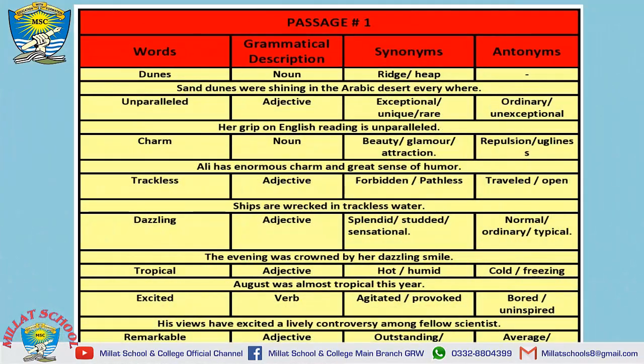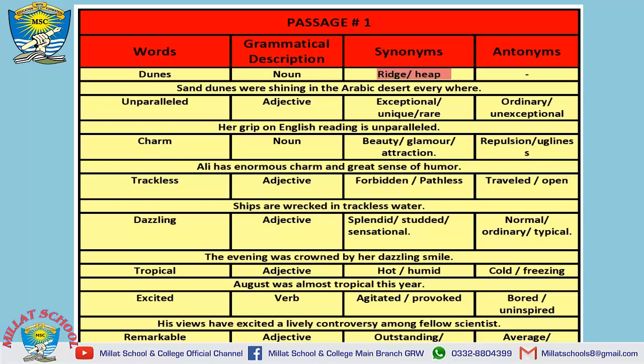Now I am coming towards the second point of this passage, that we have to pick out all the grammatical descriptions from this. In this chapter, we will deal with the 6 to 7 main important words that can come in your paper. The first word is dunes. Yes, this is on the screen. The first word is dunes, and here you can see the grammatical description of this word. This word is a noun, and synonyms of this word are rich and heat.